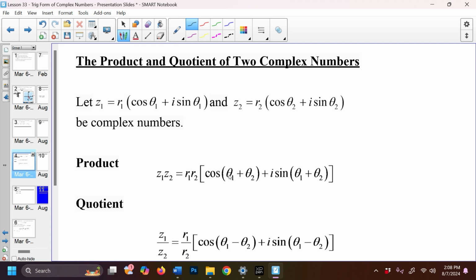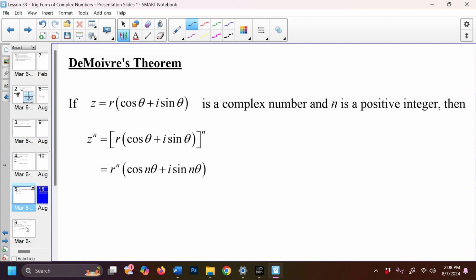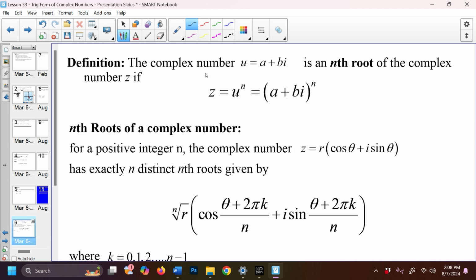And then I would add the same theta to itself n times, which would be n theta. So these two are related. Next definition: a complex number u equals a plus bi is an nth root of the complex number z if z is equal to u to the n, which would be equal to (a plus bi) to the nth power. The nth roots of a complex number. So this is just a formula to calculate the nth roots of a complex number.